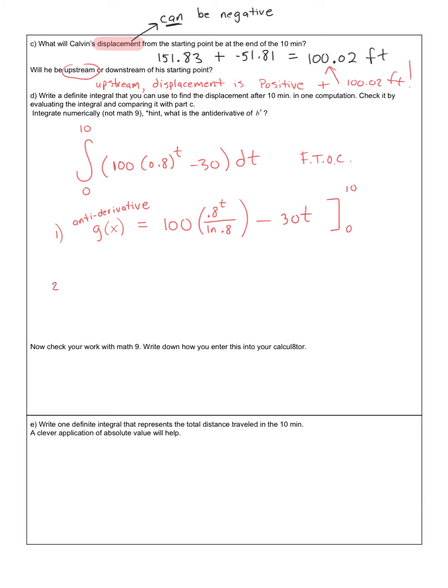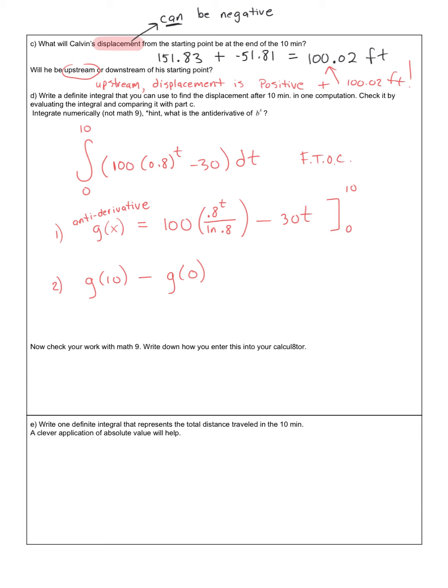The second step for the fundamental theorem of calculus is we take the upper limit, which is 10, and we plug it into the antiderivative. And then we subtract off, we plug in our lower limit into the antiderivative, minus g of 0. So my advice is to, again, put your antiderivative into y equals and find these values.